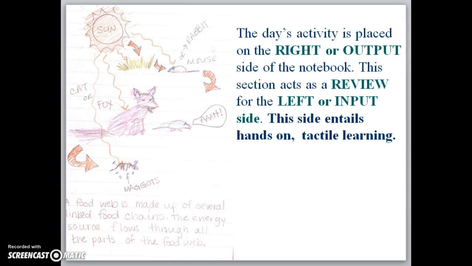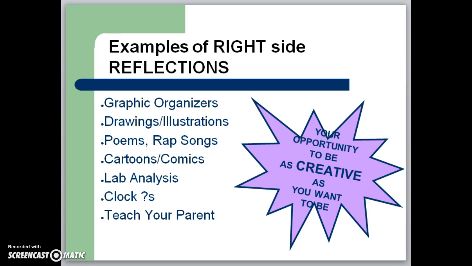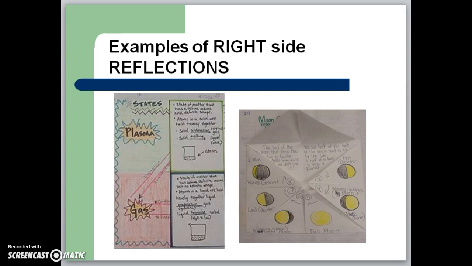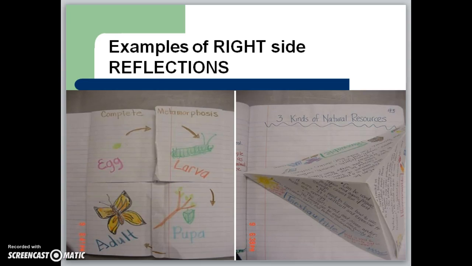Here's an example of the activity on the right. This is taking that teacher-given information article that we went and highlighted main points out of and turning it into a drawing. Examples, we went over poems. Sometimes people have written songs, they've drawn, they've done graphic organizers. Here's a couple examples. Note the color. Foldables, just some other creative ways of displaying the information.